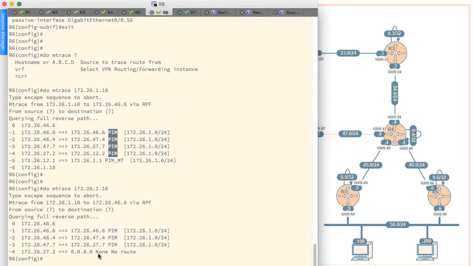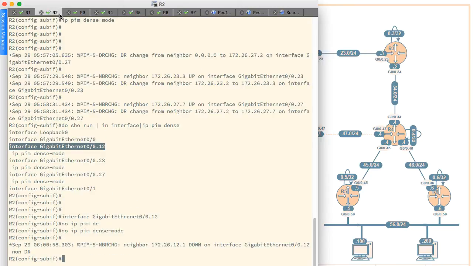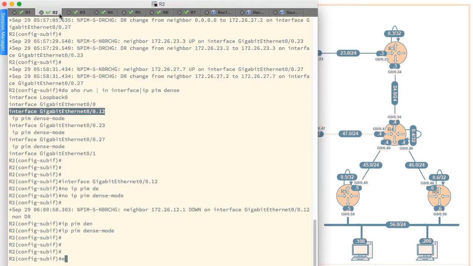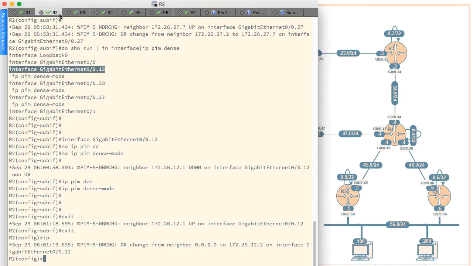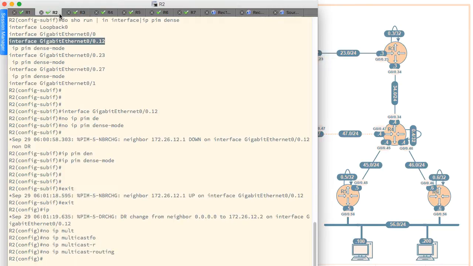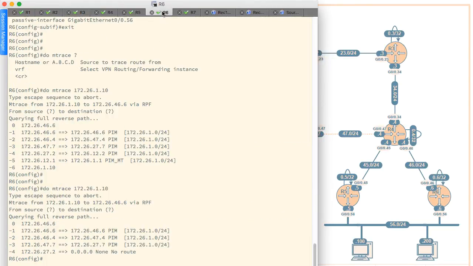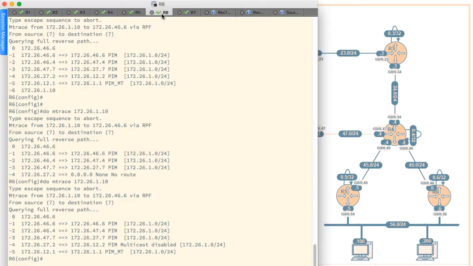So there we go. R2 doesn't even have a route. So it doesn't have a multicast route that takes it to that particular source. How about if R2 had IP PIM Dense-Mode, but IP multicast forwarding was not enabled here? No IP multicast-routing. Now what happens to that mtrace? So the mtrace is now good. All of the interfaces are PIM enabled, but here on router 2, multicast itself is disabled.